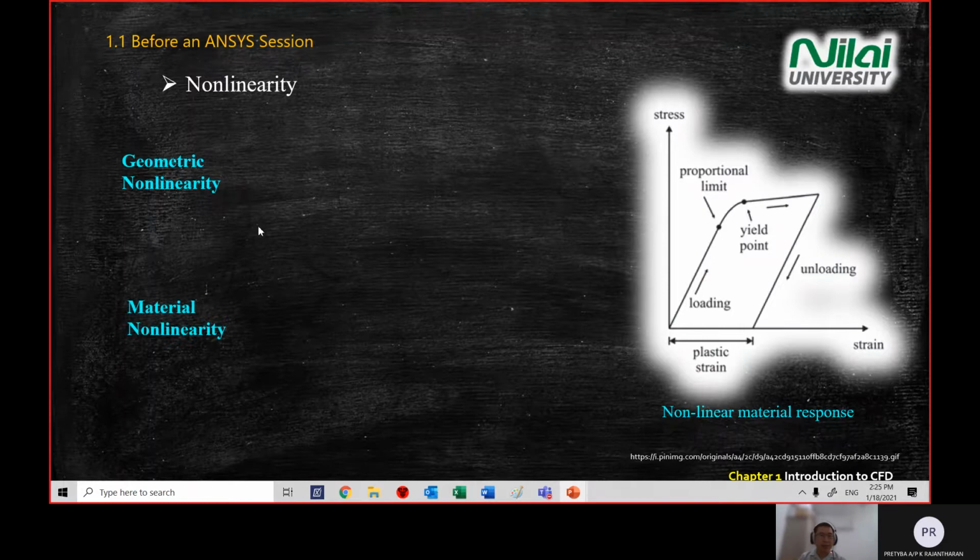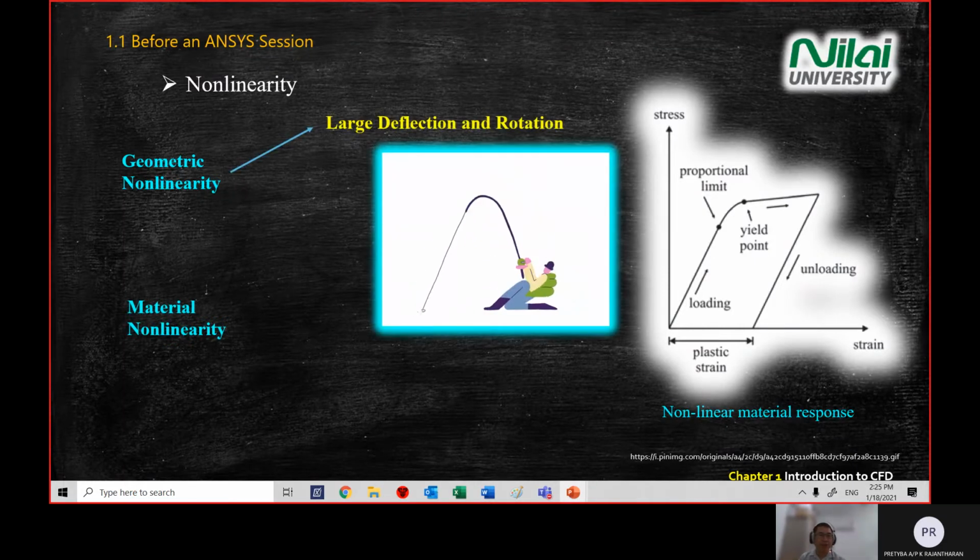Okay. There are a few categories of non-linearity here. The first one is the geometric. The second one is the material. Geometric means it involves the action of deflection and also rotation. For example, you're simulating a fishing rod, right? You see on the screen here. Different parts of the fishing rod will behave in a certain motion. It will involve deflection and rotation when you go fishing or when there's a loading at the end of the rod. So this one falls under geometric non-linearity cases, right?